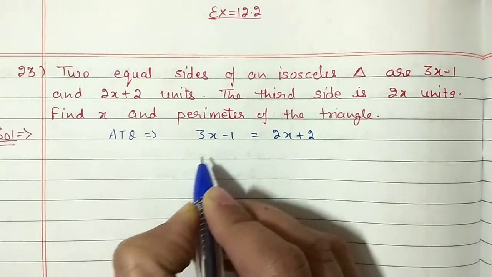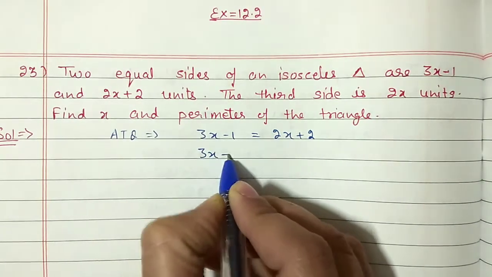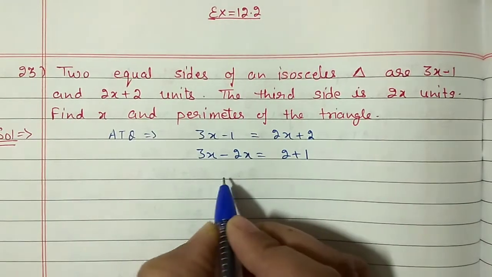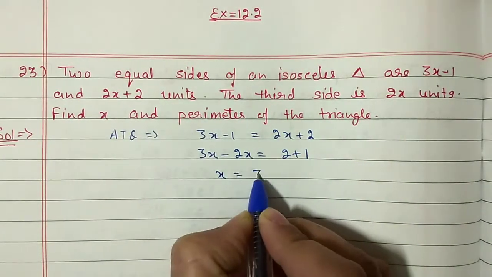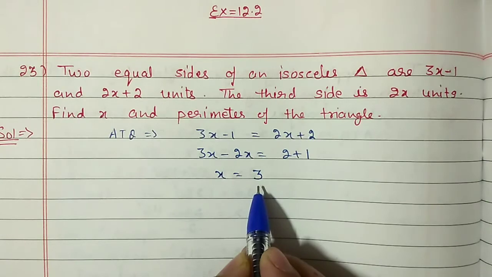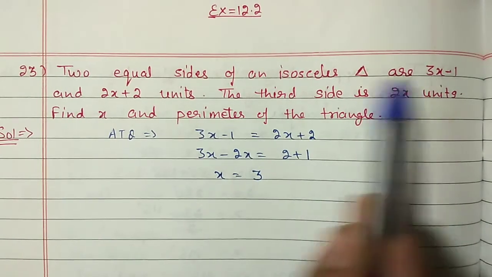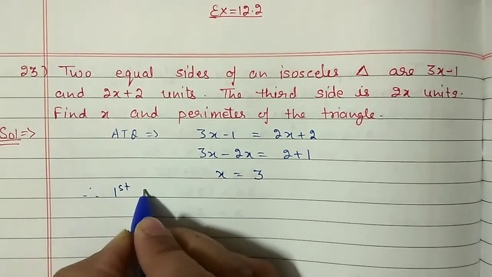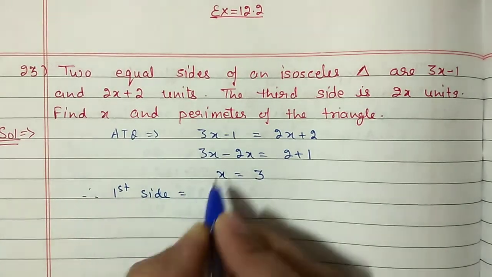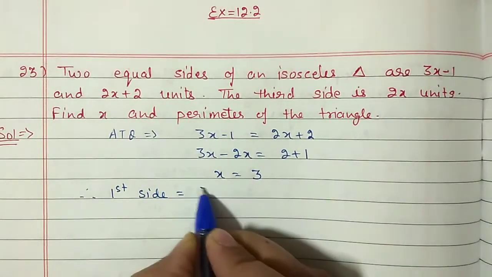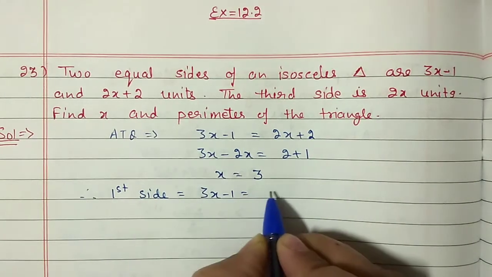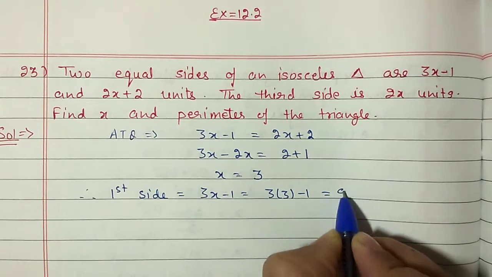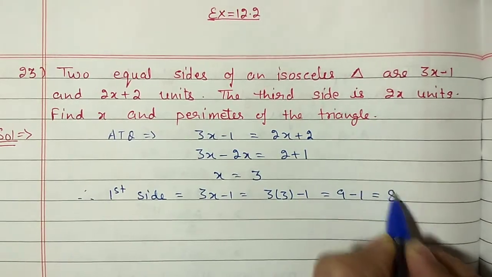So this 2x we can shift to this side, so we will get 3x minus 2x is equal to 2 plus 1. So x value is 3. Now we got the x value. This value we can substitute in all three sides. So therefore the first side is 3x minus 1, which is 3 into 3 minus 1, that is 9 minus 1, 8 units.